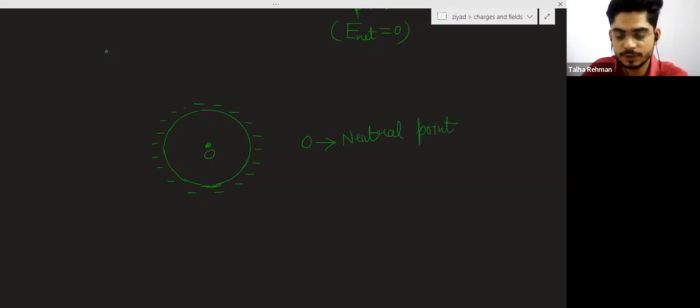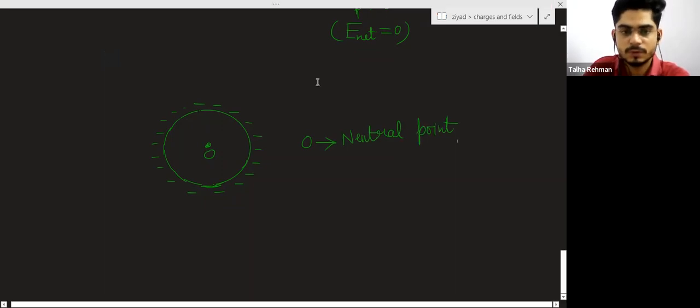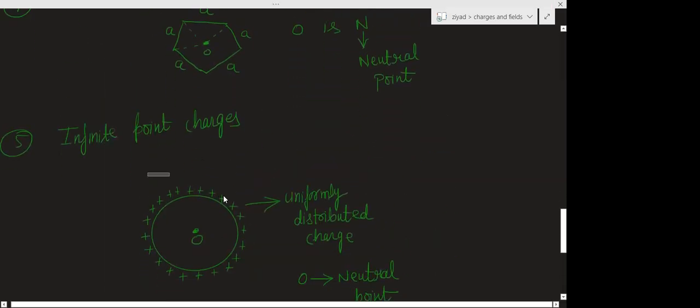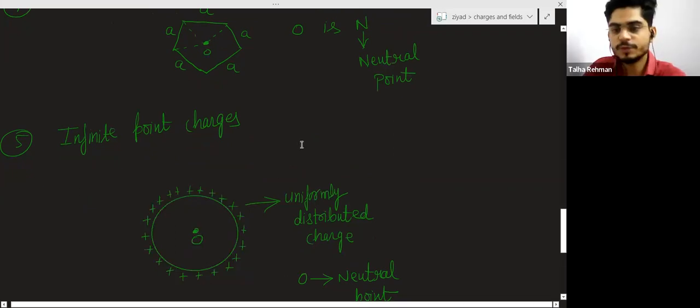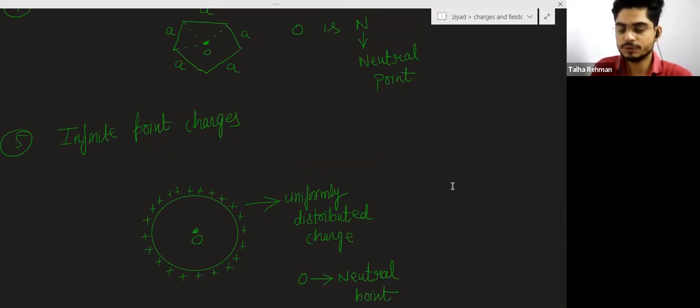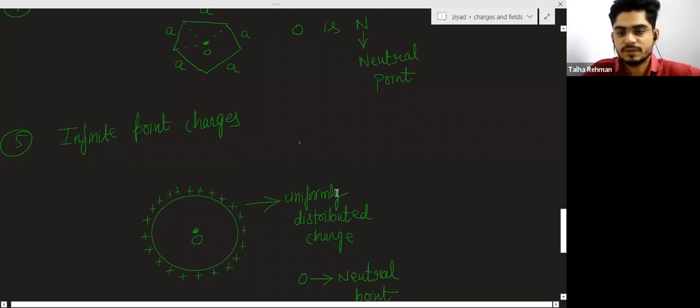O is the neutral point. So this is a symmetrical system. What do you mean by symmetry, Ziyad? Do you know what is symmetry? Symmetry means when you cut a symmetrical system, you will get two similar systems.